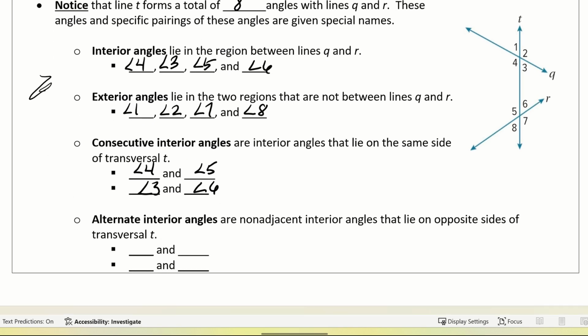Alternate interior angles are non-adjacent interior angles that lie on opposite sides of the transversal. So alternate means opposite sides of the transversal, and then interior would be on the inside. So that would be 3 and 5, and then 6 and 4.